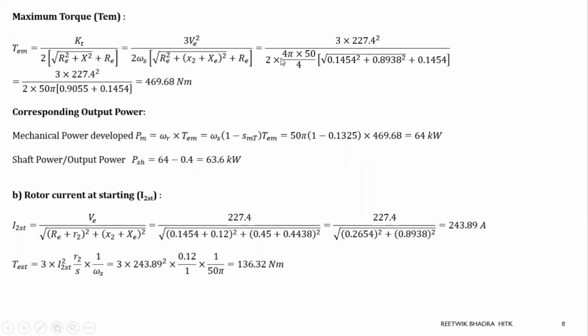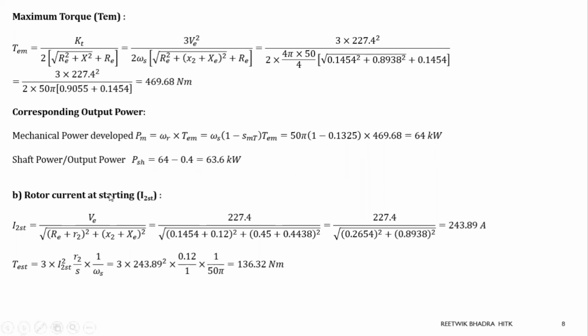So this 4 and 4 cancels out. I can write 50 pi over here. So 50 pi written over here. 1 minus SMT. SMT calculated as 0.1326. You write it 0.1326 over here only. So 0.1326 into 50 pi into 469.68, which is calculated over here. So that comes out to be almost 64 watt. This comes out to be 63.99 and all. So you just calculate those and put it. I have taken approximately 64 watt or 64.2 something, but I have taken approximately 64 watt.